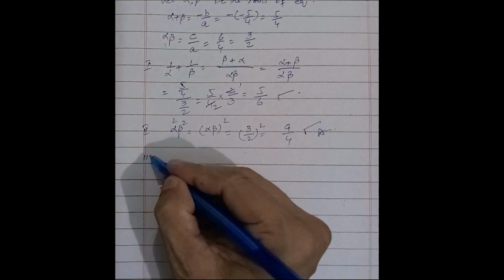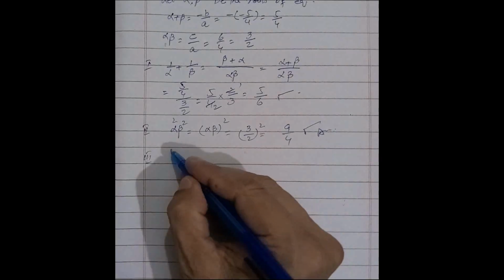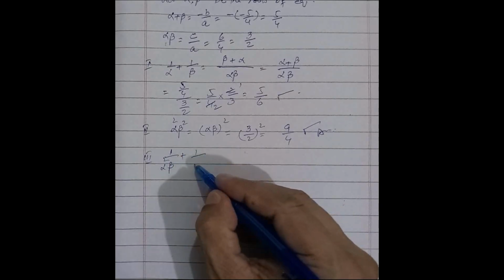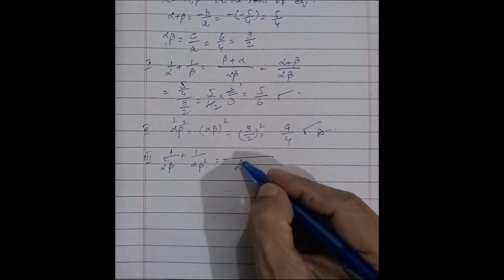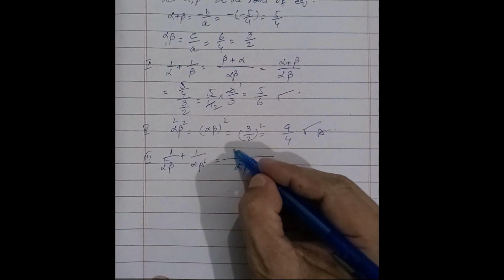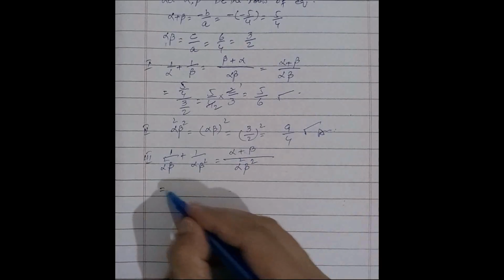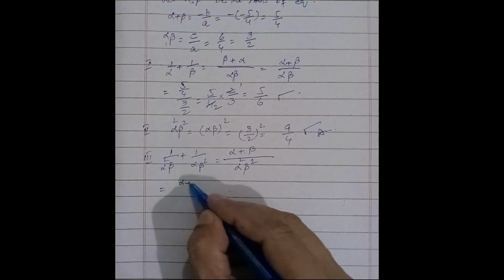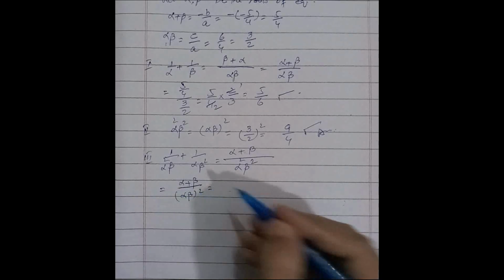The third part is 1 over alpha square beta plus 1 over alpha beta square. Now we take LCM alpha square beta square, and when simplified we get alpha plus beta over alpha beta whole square.